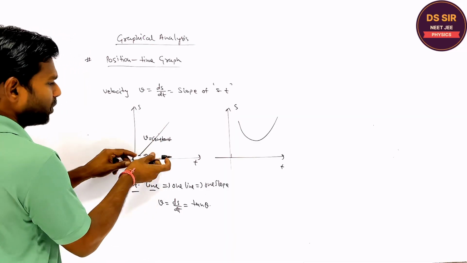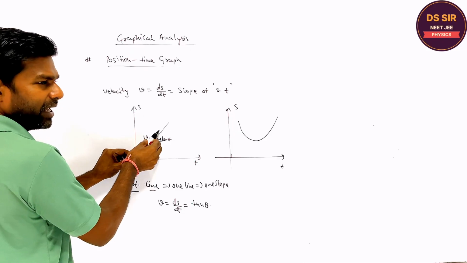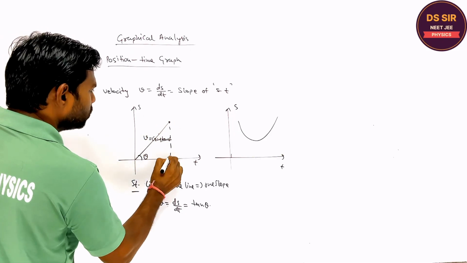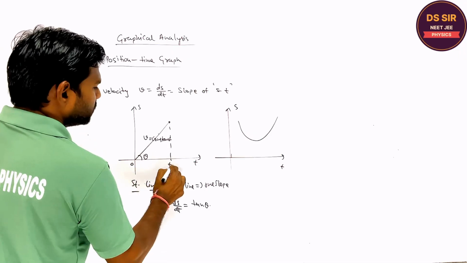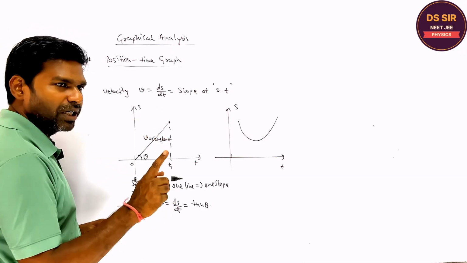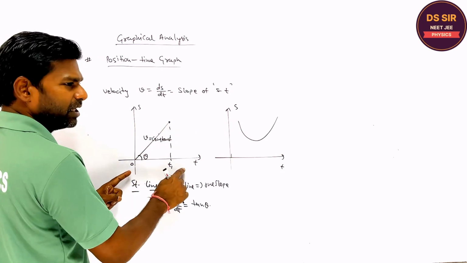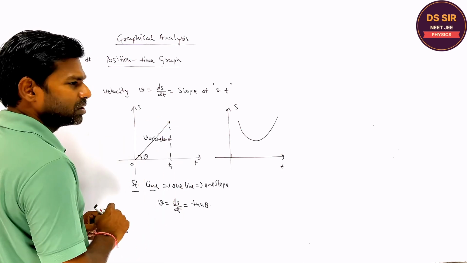Like this. Because its slope is what? Less than 90 degrees, the angle is less than 90 degrees, so the slope is positive. So from this point to this point, from 0 to t1, one straight line, one slope, and at every time from 0 to t1, the velocity is constant, right?